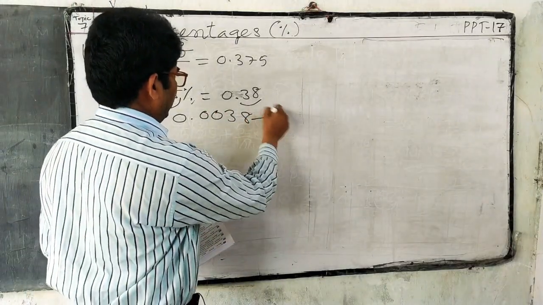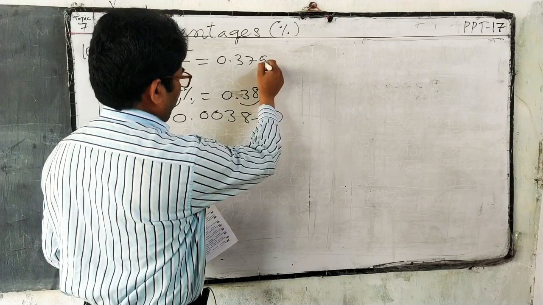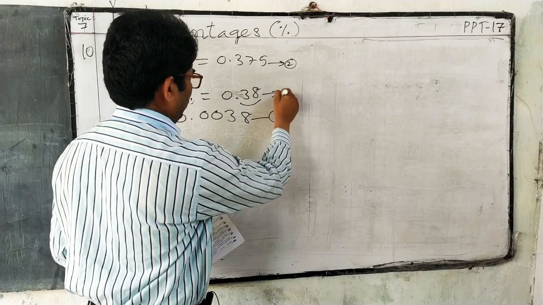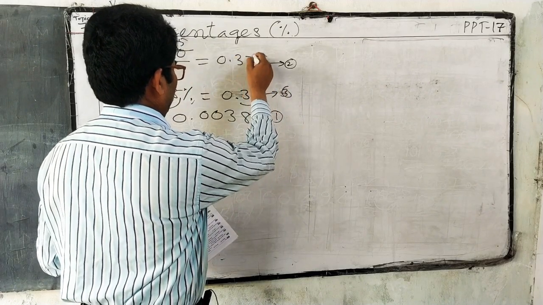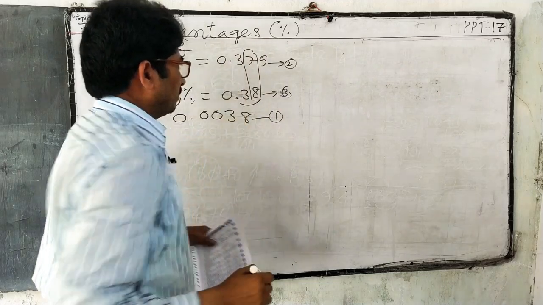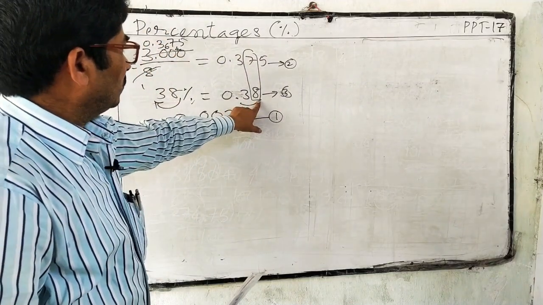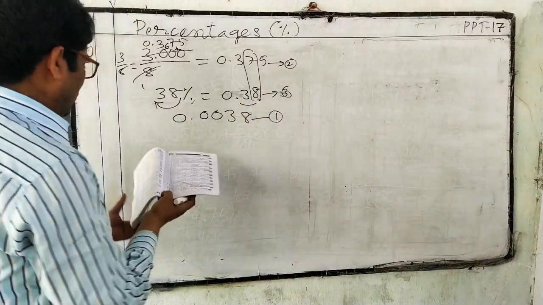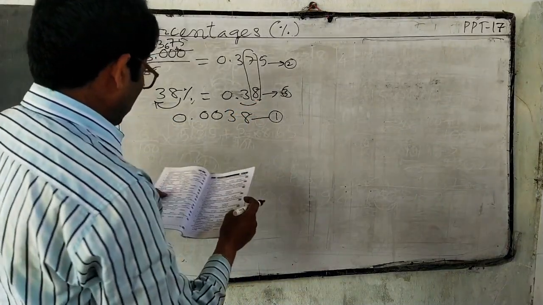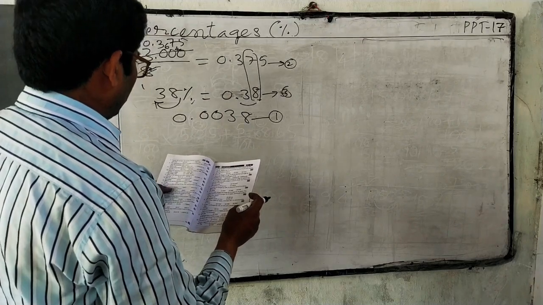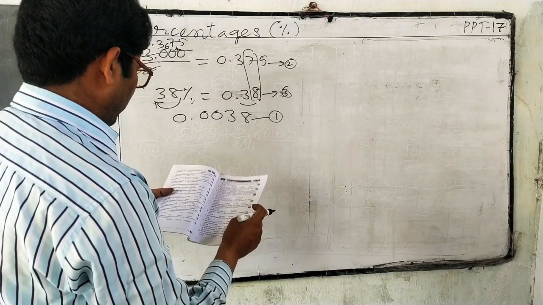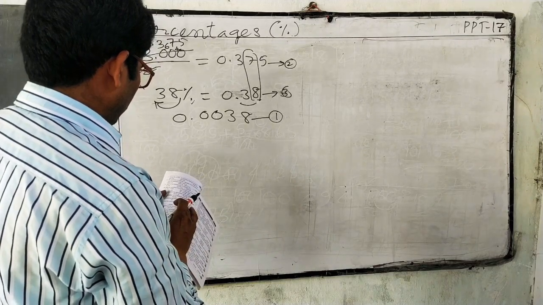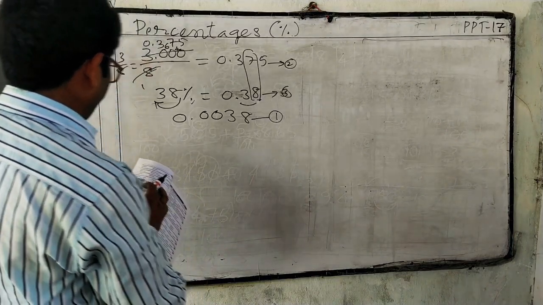This is the smallest. This is the second position. This is the third position. Because these are different, this is the largest one. So the ascending order is 0.0038, 0.375, 0.38. Option 3.